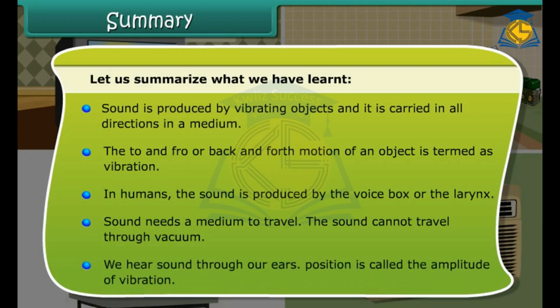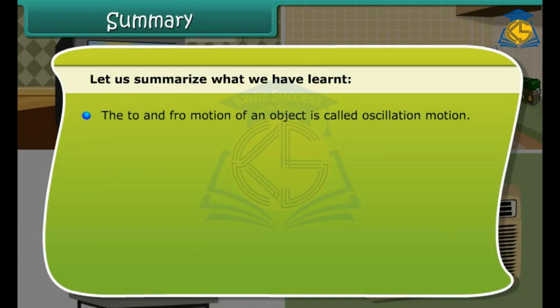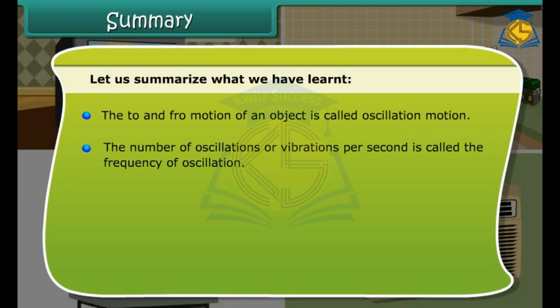We hear sound through our ears. Position is called the amplitude of vibration. The to and fro motion of an object is called oscillation motion. The number of oscillations or vibrations per second is called the frequency of oscillation. The frequency of a body is expressed in hertz.